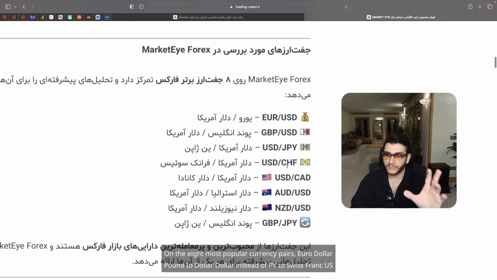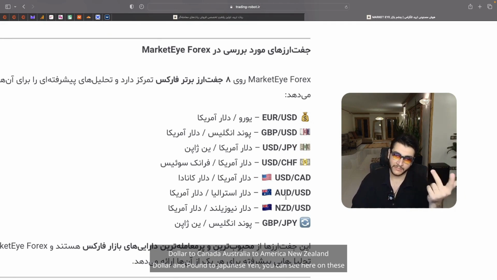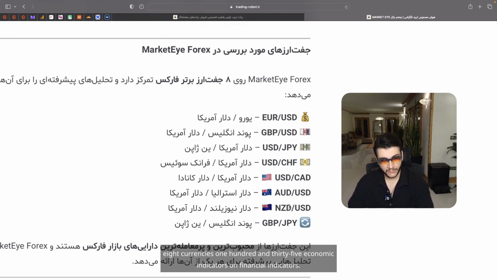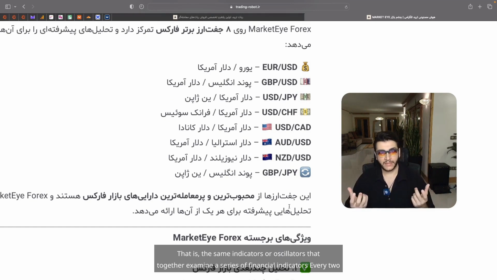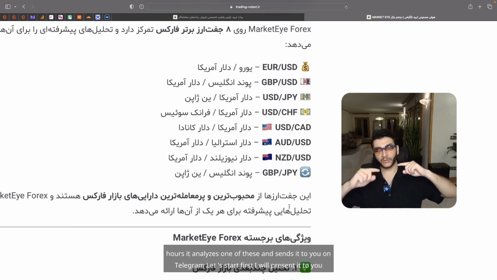On the 8 most popular currency pairs, Euro dollar, pound to dollar, dollar to Japanese yen, to Swiss franc, US dollar to Canada, Australia to America, New Zealand dollar and pound to Japanese yen. You can see here on these 8 currencies 135 economic indicators, that is, the same indicators or oscillators that together examine a series of financial indicators. Every 2 hours, it analyzes one of these and sends it to you on Telegram.